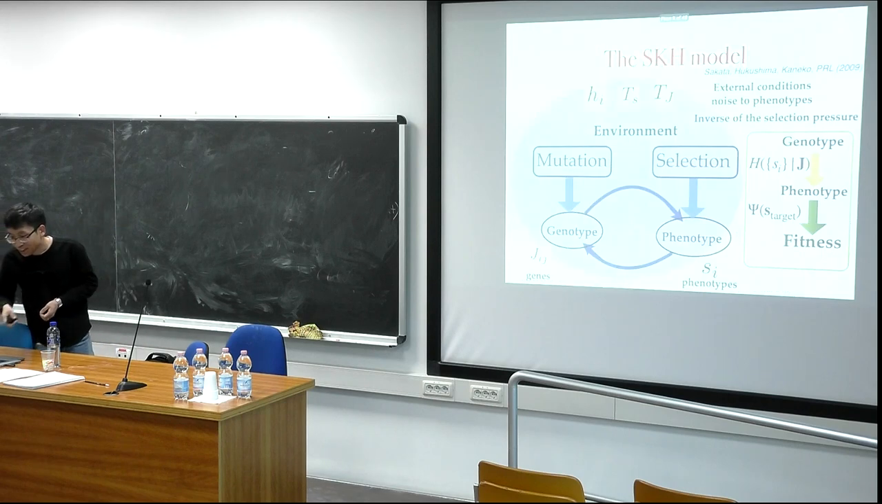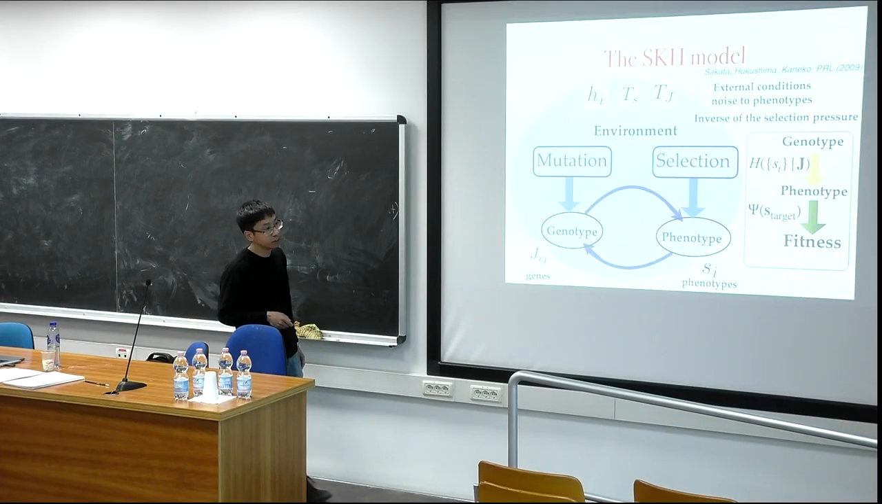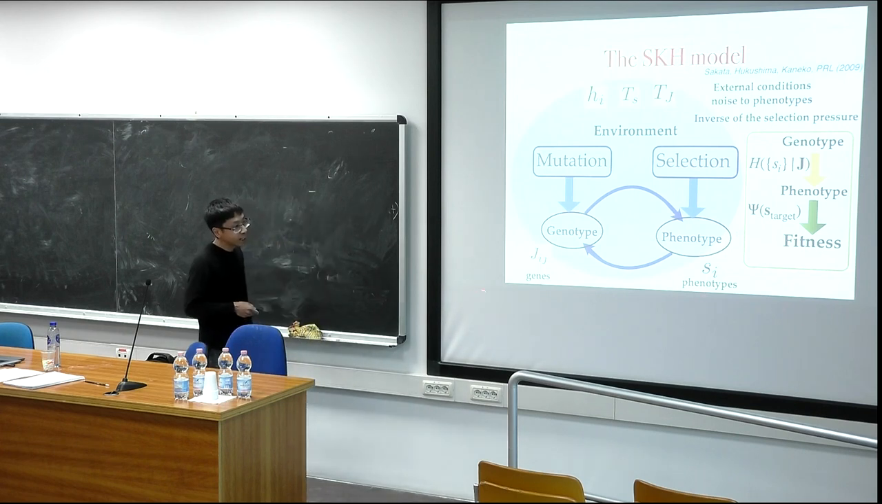So let me call that model the SHK model, because it was introduced by Kuni and his collaborators in this PRL in 2009. All the components here are represented by something that you are more or less familiar with in physics. You have a vector of spins, because you have a system with many spins. Each spin corresponds to one component of the spin vector. The full spin vector represents the phenotype, and all the possible spin configurations represent the phenotype space. And then you have the gene.